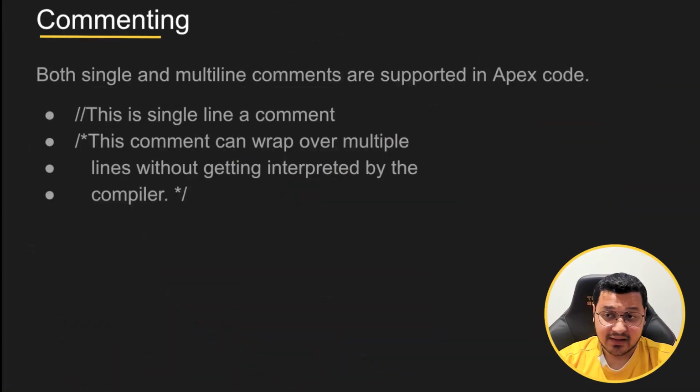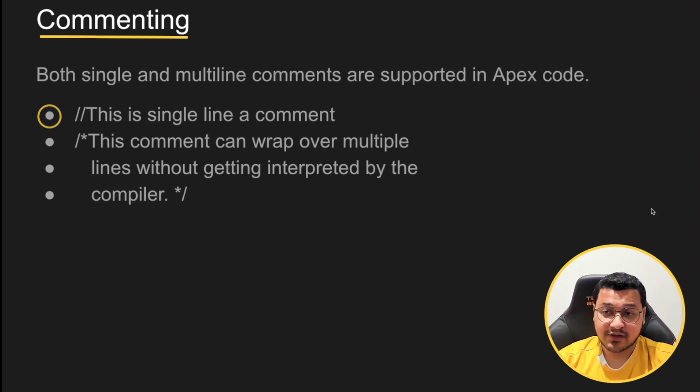Otherwise, it becomes extremely difficult for a person who has not seen that code ever to understand what this particular line of code is trying to do. So always, as a good developer, as a best practice, add those single line comments to explain what exactly is happening. There are two types of comments that you could add, a single line comment or a multi-line comment.